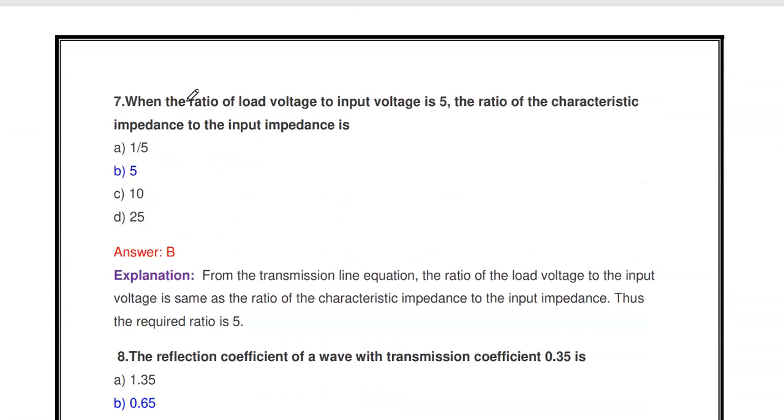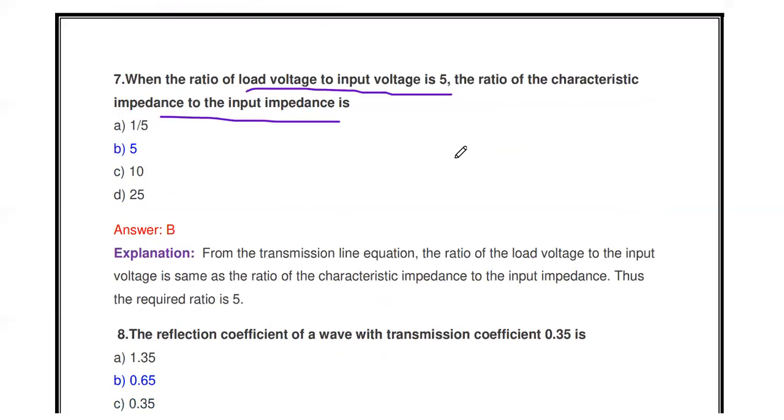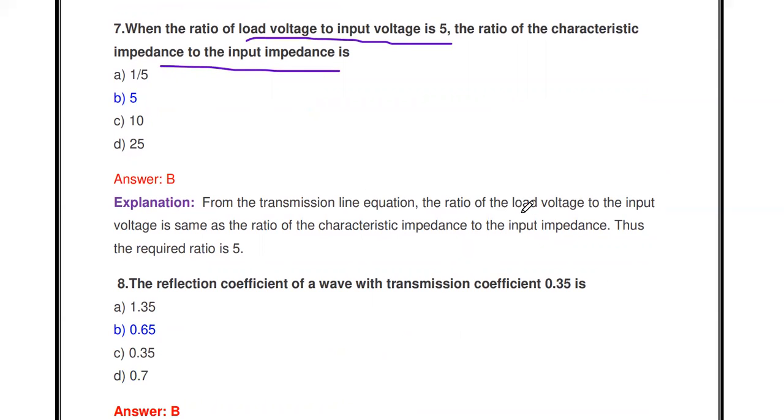Then the next one: when the ratio of load voltage to input voltage is 5, the ratio of characteristic impedance to input impedance is dash. For a transmission line, the ratio of load voltage to input voltage is the same as the ratio of characteristic impedance to input impedance. So the ratio of characteristic impedance to input impedance is also 5. This condition is obeyed for any transmission line.